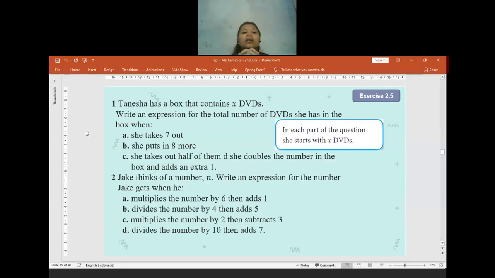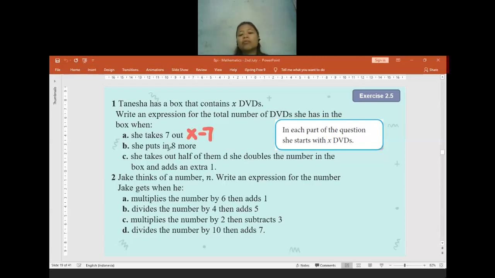Tanesha has a box that contains x DVDs. Write an expression for the total number of DVDs she has in the box when she takes 7 out. So what is the expression now? x minus 7. Okay. Is there anyone who is confused? Whenever you get confused, feel free to ask. Do not stay quiet.